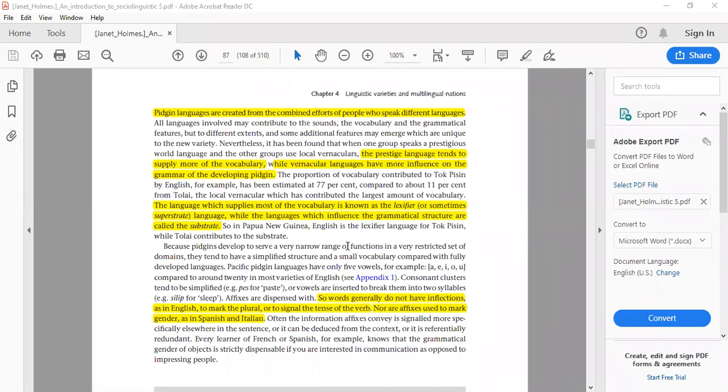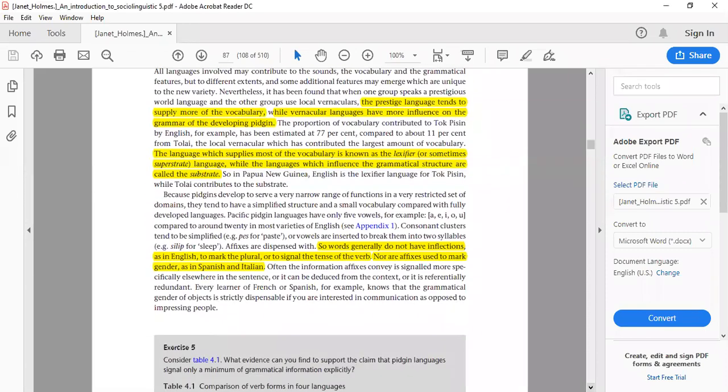Okay, so in that case, the language which gives the vocabulary would become the lexifier, which is going to be English, and the language which is giving the grammatical structure, which in this example is Pashto, would be the substrate, right? Clear? Or do I need to explain these terms once again? Is it clear? Yes, ma'am. It's clear. Okay, good.